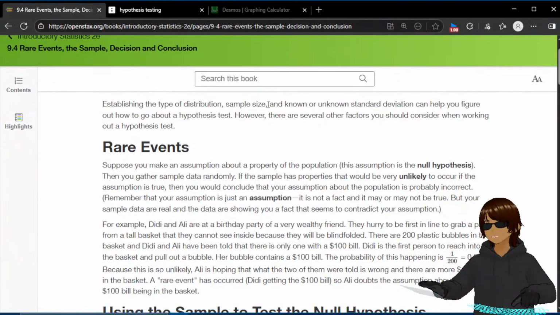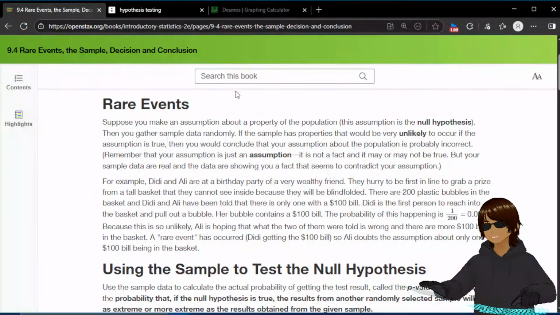Establishing the type of distribution, sample size, and known or unknown standard deviation can help you figure out how to go about a hypothesis test. However, there are several other factors you should consider when working out a hypothesis test. Suppose you make an assumption about a property of the population. This assumption is the null hypothesis. Then you gather sample data randomly. If the sample has properties that would be very unlikely to occur if the assumption is true, then you would conclude that your assumption about the population is probably incorrect.